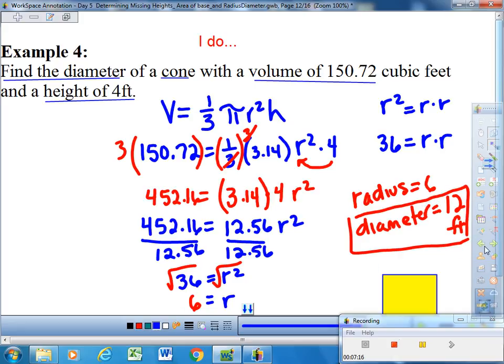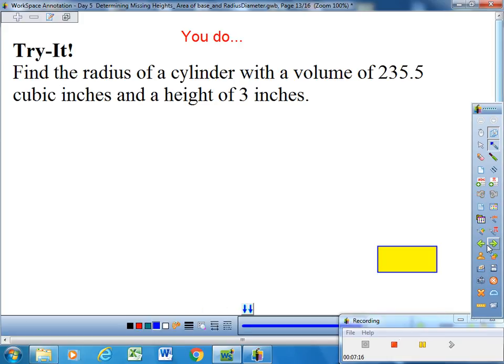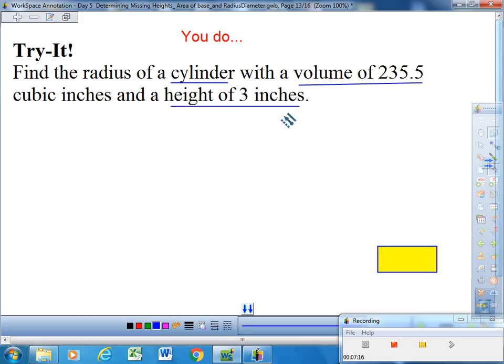Alright, last example. You're going to do this one. Find the radius of a cylinder with a volume of 235.5 cubic inches and a height of 3 inches. So we're dealing with a cylinder. The volume is 235.5. Height 3. Okay, so teacher, press pause. Let the students work this one out.